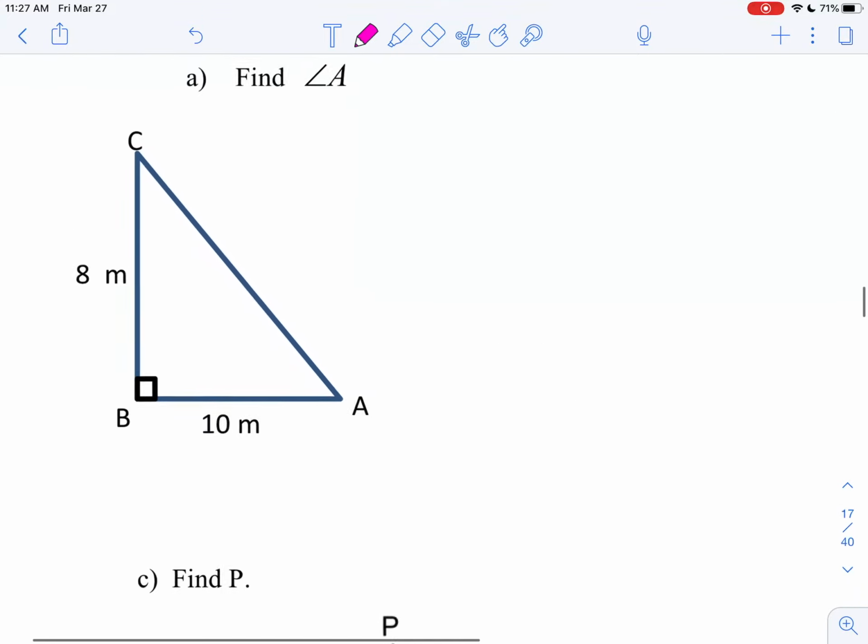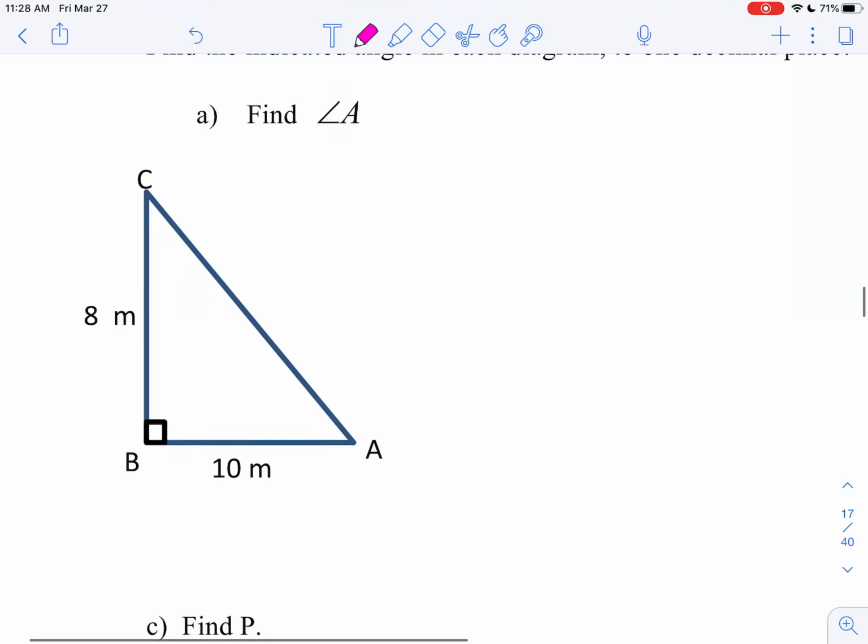So taking a look at question A, zoom in not to get confused with that other stuff. They're looking for angle A. So I'm going to label angle A here. Angle A is our unknown angle. Before we called that theta, now they're calling it A. It's the exact same thing.